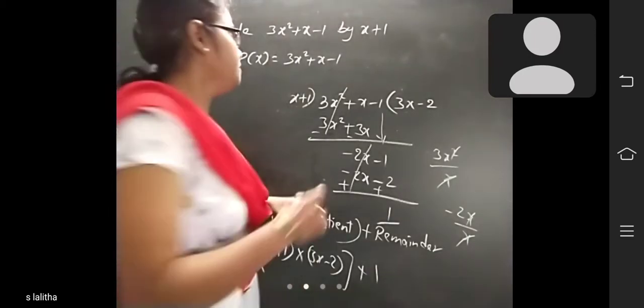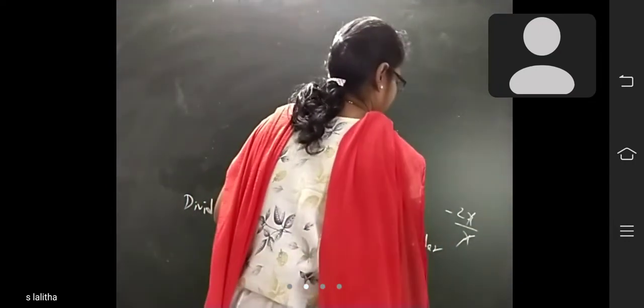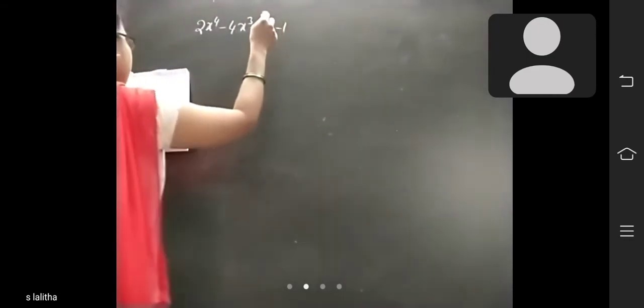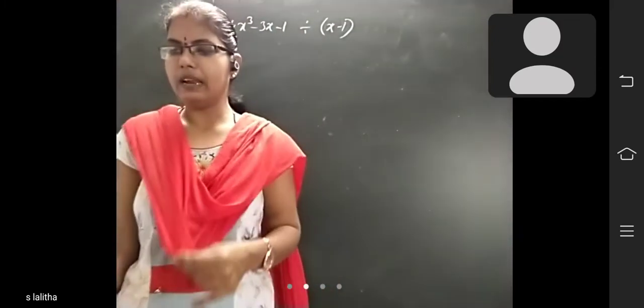Next example, see children. Example 7. Divide the polynomial 2x power 4 minus 4x cube minus 3x minus 1 by x minus 1. And you have to also verify the remainder with the zero of the divisor. Okay. First you should divide.